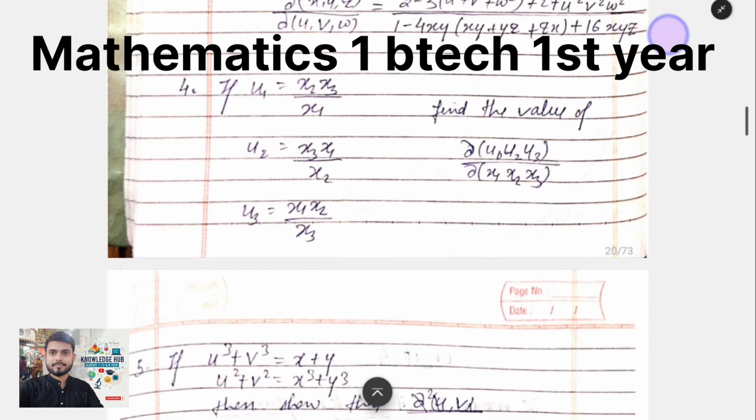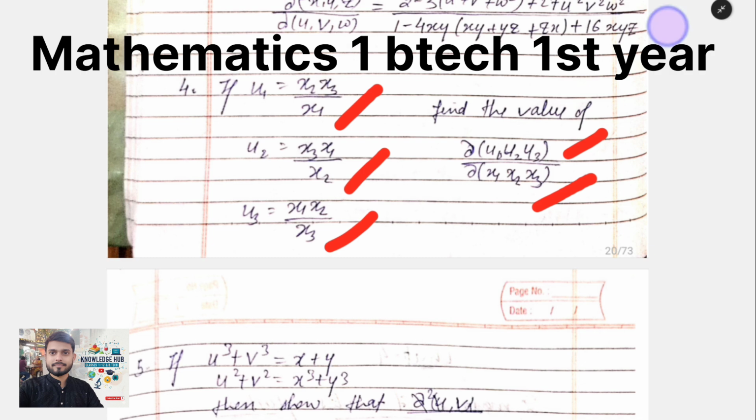Now the fourth is if u1 is equal to x2 x3 upon x1, u2 is equal to x3 x1 upon x2, and u3 is equal to x1 x2 upon x3. If you have solved for del u1 u2 u3 upon del x1 x2 x3, then you can also get the answer from this.